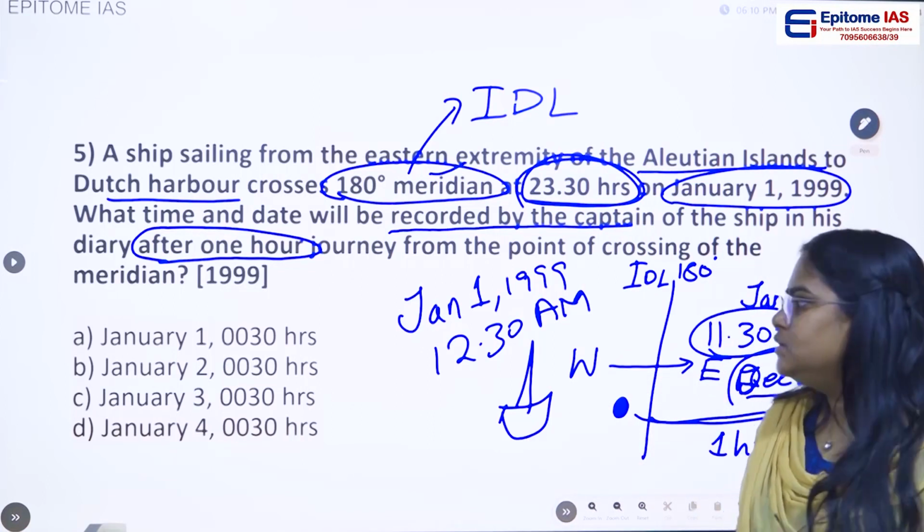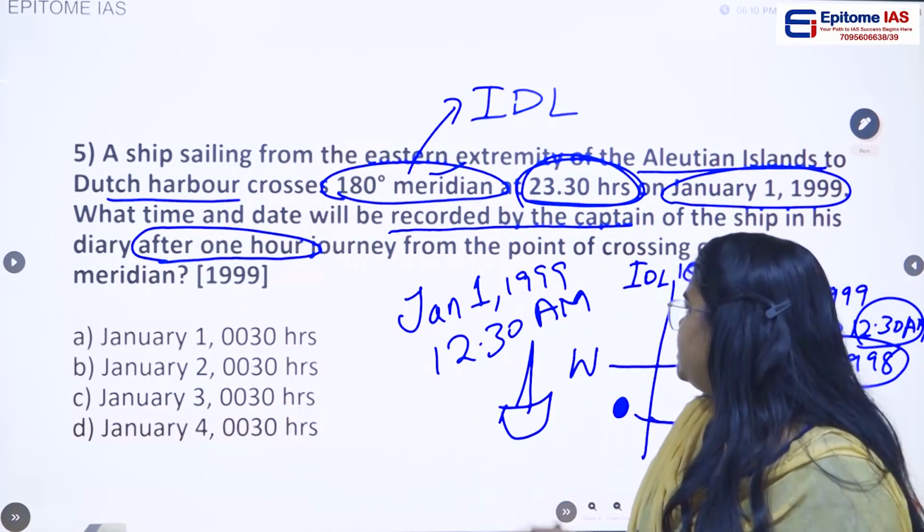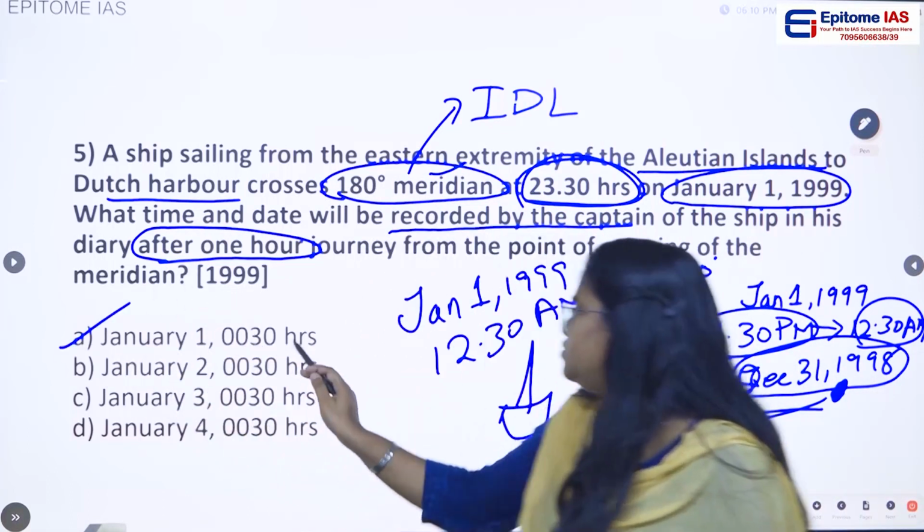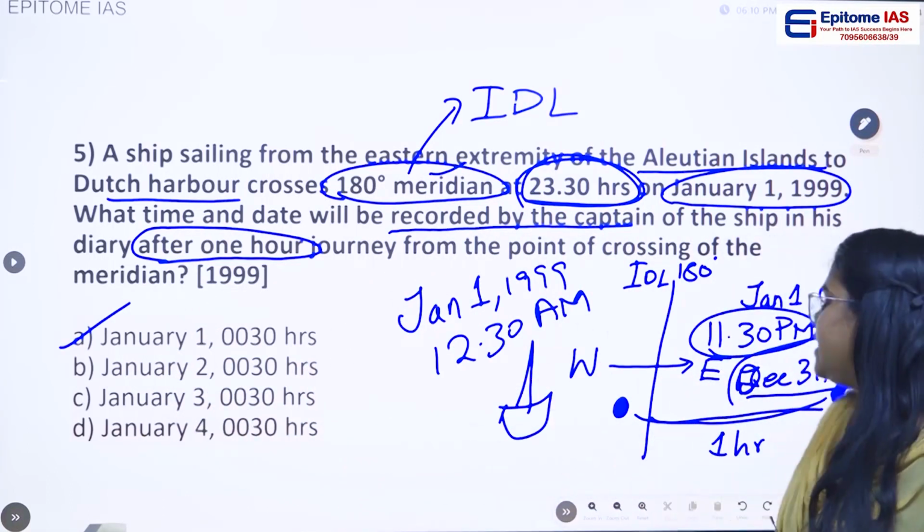Okay. So what would be the correct answer? The correct answer would be Jan 1st, 0030 hours. So this is the correct answer.